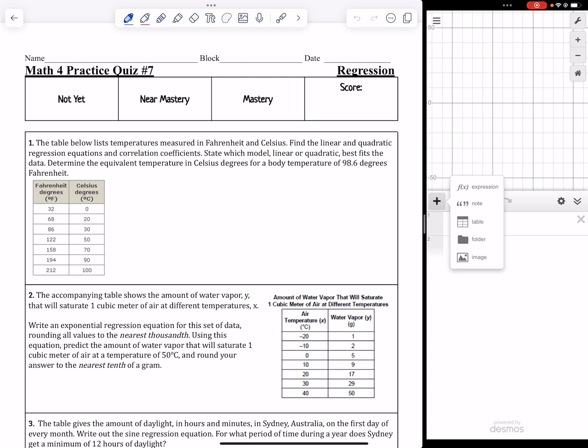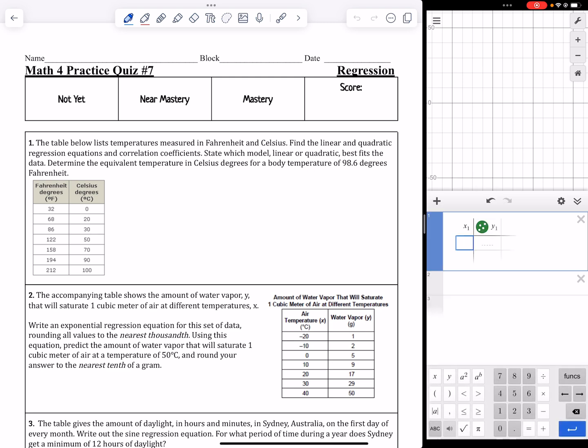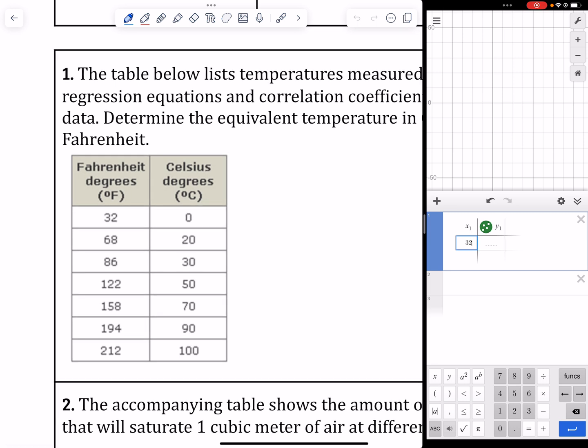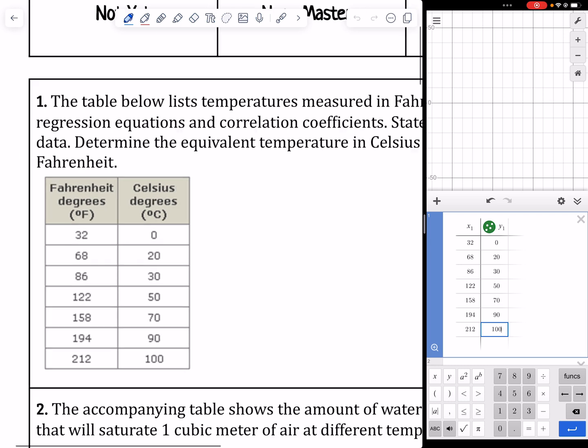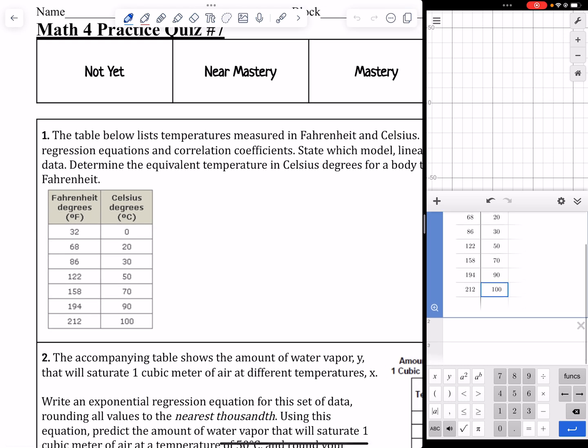So I'm going to start by adding the table into Desmos. So I'll push the plus sign. And I just want to add these numbers like they look in my table. So degrees Fahrenheit are my X values. So you just want to always be careful not to miss any numbers, of course. So then I want to type 0, 20, 30, 50, 70, 90, and 100. So I get my equation typed in, and it wants the linear and the quadratic equation, so I need to write down both.